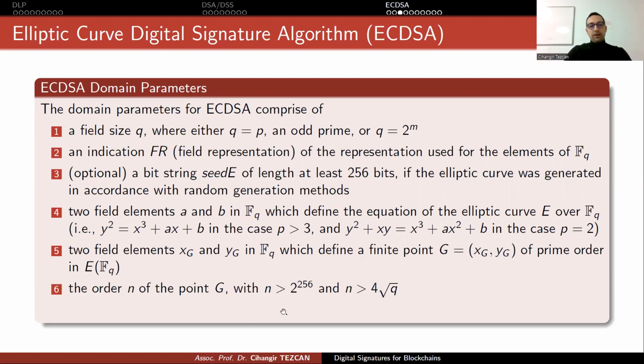The order n of the point G should be larger than 2 to the 256, and n should be larger than 4 times the square root of q. As you can see, these are some precautions that we need to take so that it is secure. If you choose n really small, it is not secure. Here I say 256 due to the Pollard rho algorithm, because this way it provides at least 128-bit security. We also define h, the cofactor, which is defined as the number of points on the elliptic curve divided by n, the order of G.